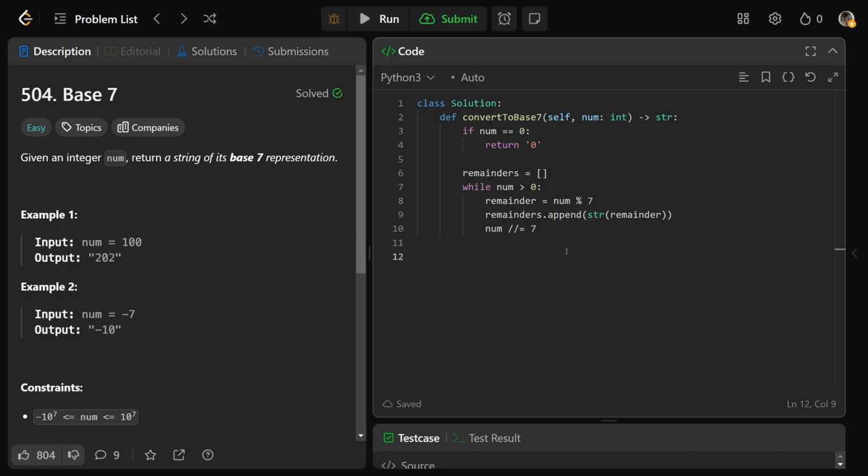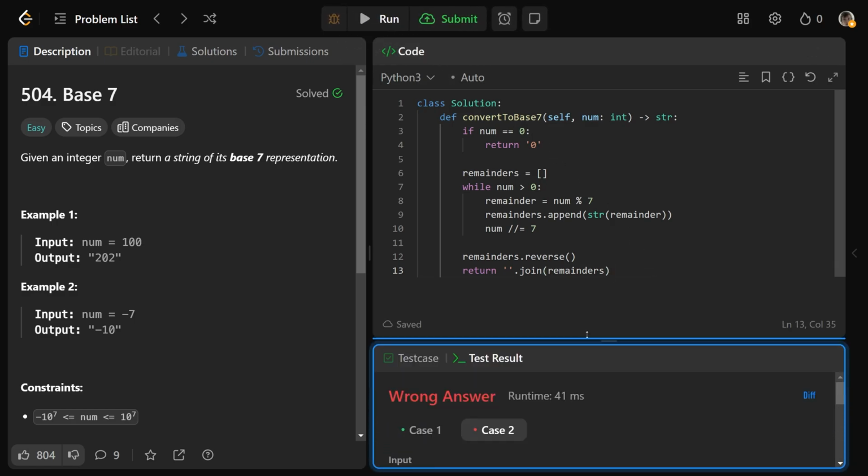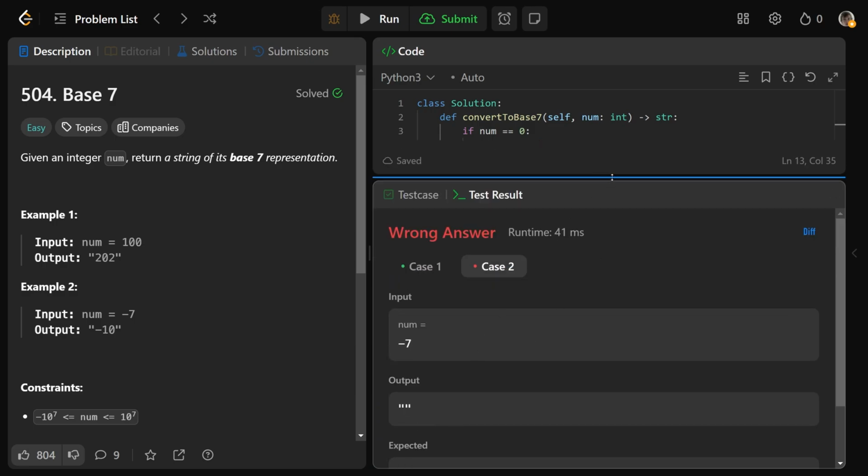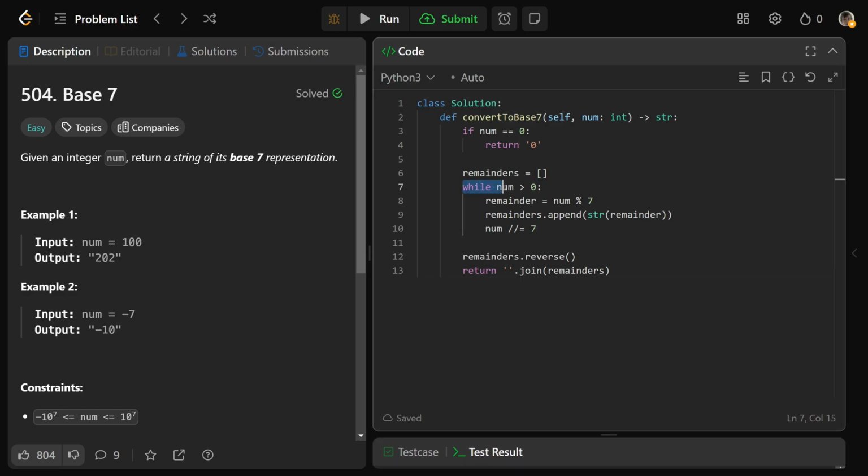Okay, now as we saw, we would actually need the opposite order of our remainders. So we'll just do remainders.reverse, which is going to reverse that list in place. Then you would just need to join this into a singular string. You would do return the empty string dot join of the remainders, and that's going to glue all of those remainders into a single string. Now this would work for positive numbers as well as 0, but as you'll see when we run this, this is actually going to give a wrong answer for minus 7. It says that we outputted nothing, and the reason for that is because we're saying while the number is greater than 0. If the original number is less than 0, then this thing isn't really going to run at all.